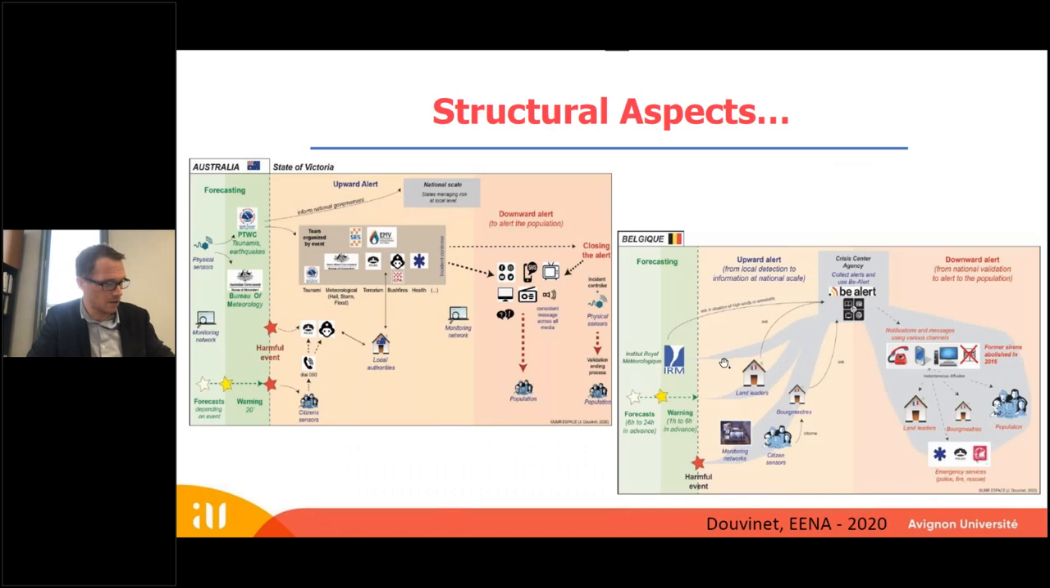To close this presentation, I also want to highlight the organizational and structural aspects and the impacts on alert. By comparing the alerting process between countries, like, for example, here between Australia on the left and Belgium on the right, we can observe differences between the sense of communication, the place of competent authorities. Australia has been using LBSMS since 2013 and has an alerting federal situation, which makes it possible to adapt the alert to the characteristics of each state.